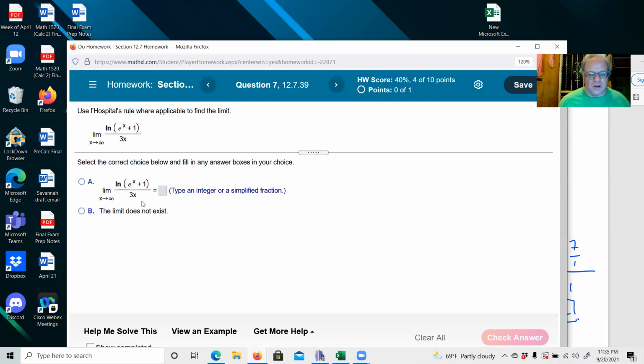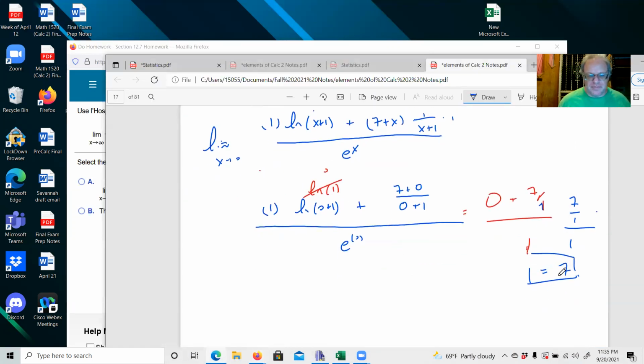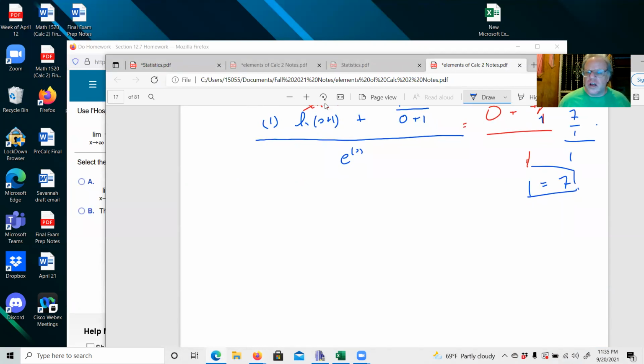Okay, this one. Okay, good problem again. How are we doing here? Which problem is this? This is number 7. Okay, so let's see what we have. So this was a limit as x approaches infinity.